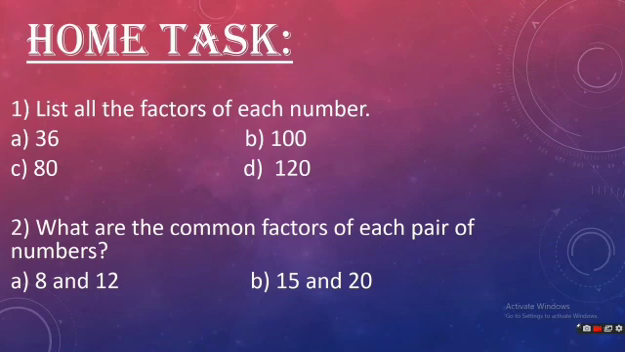Now question number 2. What are the common factors of each pair of numbers? Part A is 8 and 12. It means you have to find out the tables in which both 8 and 12 are coming. You have to find the common factors of 8 and 12. Part A and part B are your home task.